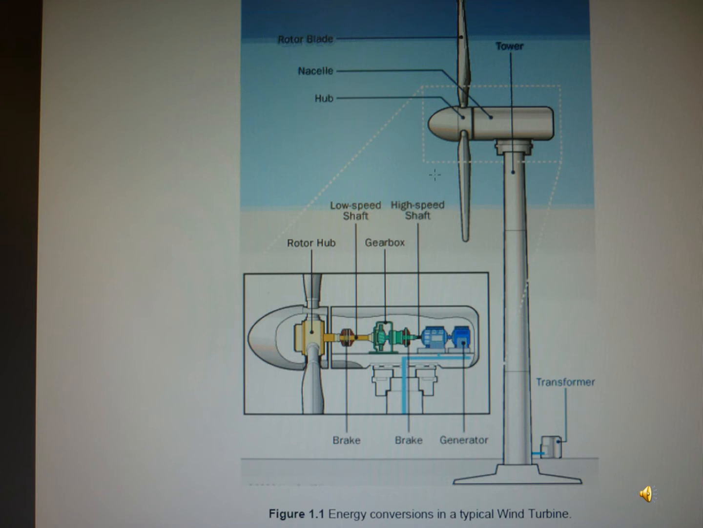The turbine blades are connected to the generator. The generator produces the electricity. The generated electricity can be changed to the required level by the transformer. So this is the energy conversion in a typical wind turbine.